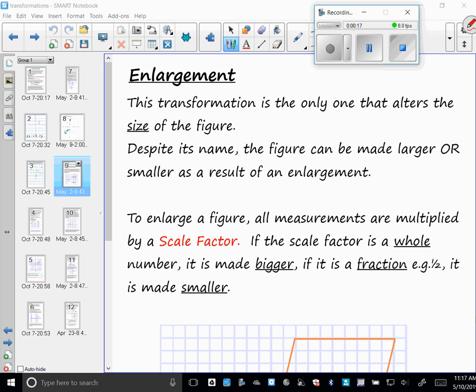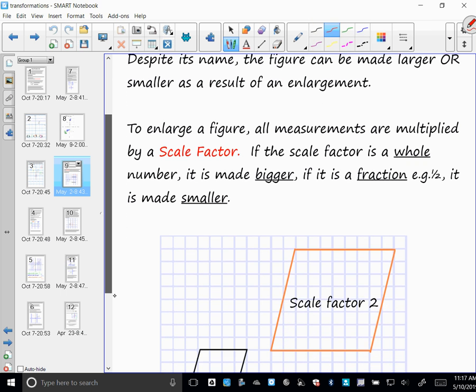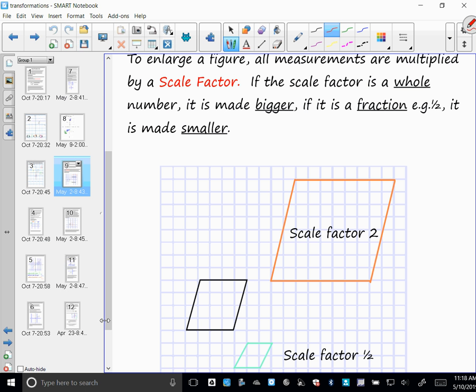So the image and its original shape are both the same size. Enlargements are the ones that do change them. Now, some people hear the word enlargement and think, because they appreciate that everything changes size. Okay, so this is my original.